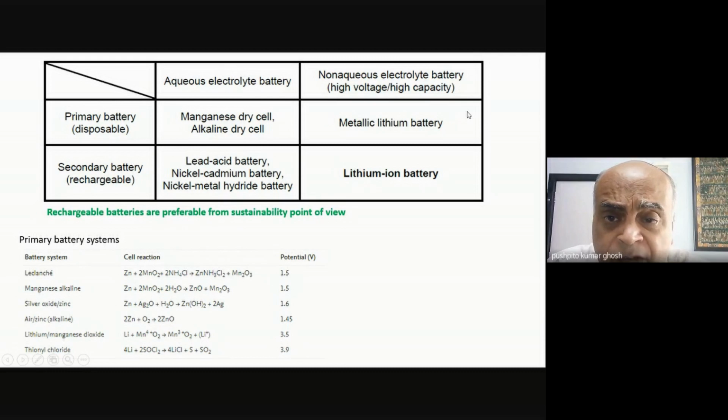I will discuss now only the rechargeable batteries, but I've also listed out here some of the most famous primary batteries, starting from the Leclanché cell, which was so famous. And then, of course, you have many other batteries which were subsequently developed. Anyone who wants to read up more, you can read it up.